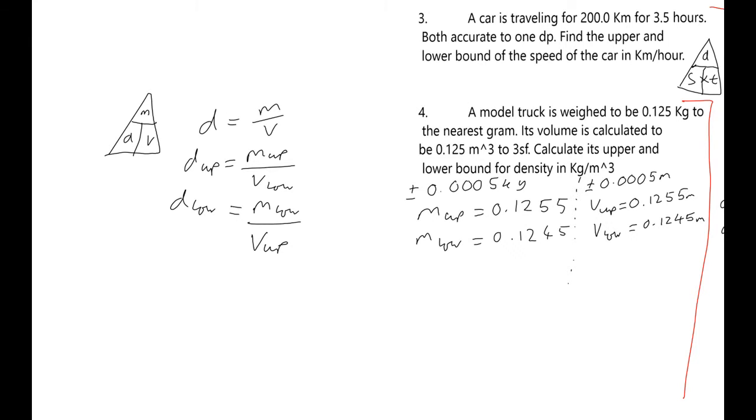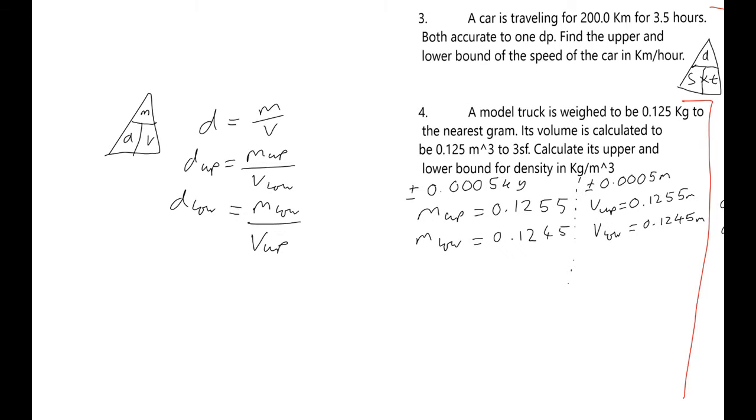Okay? But now we're going to plug these back into our equations for density and work out our upper and lower bounds. Okay? Oh, and if you were wondering why I've left it as 0.0125 kilograms, rather than timesing it to grams, it's because my density was in kilograms per meters cubed. So I needed to keep this in kilograms and this in meters cubed.